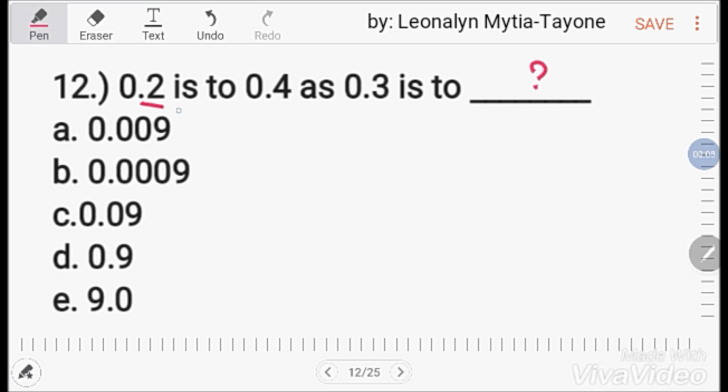Kung isipin mo, nag-multiply lang tayo ng 2 dyan. So, i-multiply mo rin ng 2. So, supposedly, dapat ang answer dito ay 0.6. Wala sa choices. So, mag-think tayo ng iba na pattern pa rin.